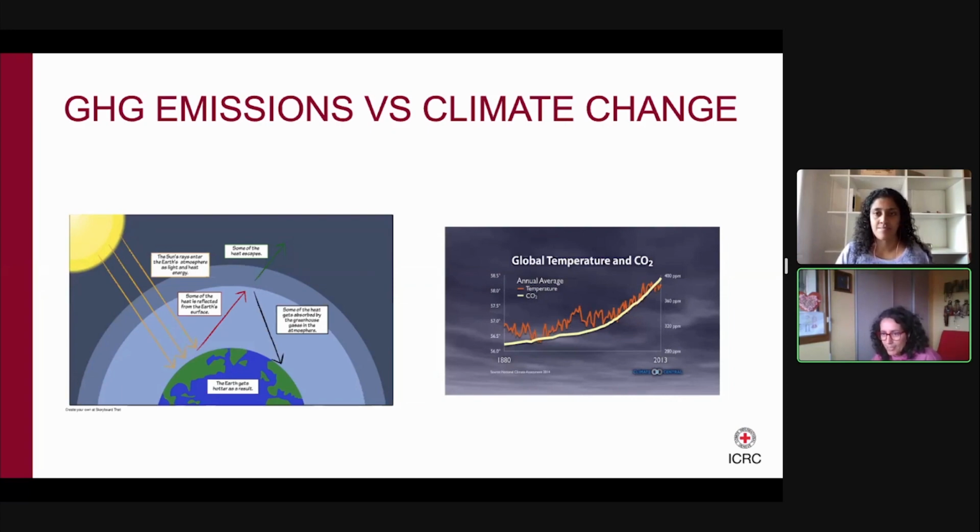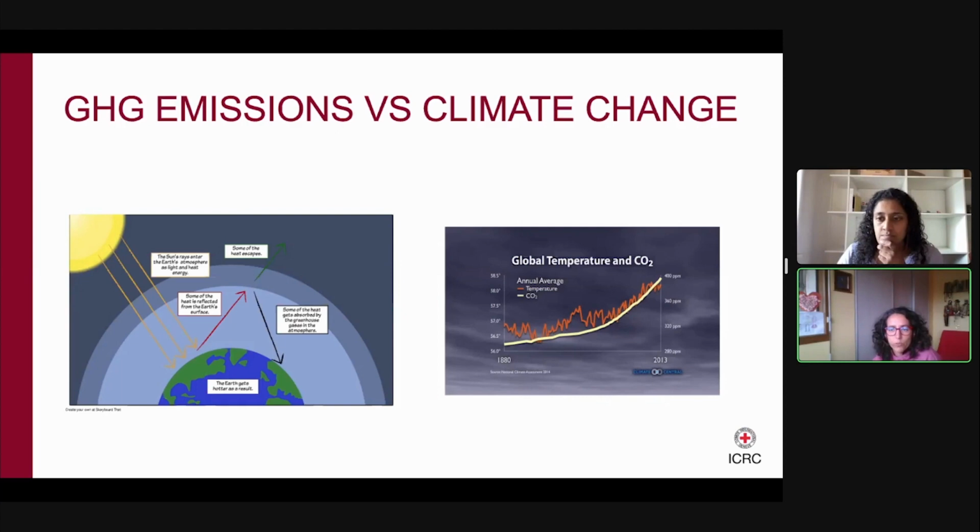Okay, if we look at this, the global temperature from 1880 to nowadays, 2013, you can really see how close they are, the temperature on the Earth with the CO2 emissions. And I wanted to emphasize this because I think it's quite important, and it shows the importance of starting measuring of our own emissions in our organizations.